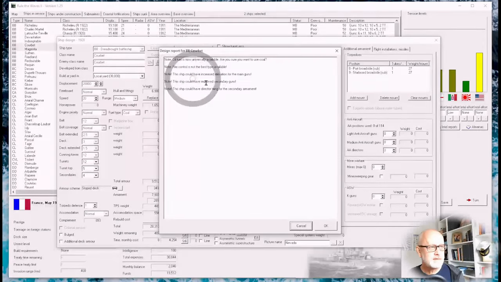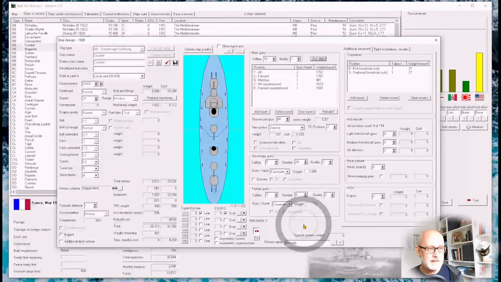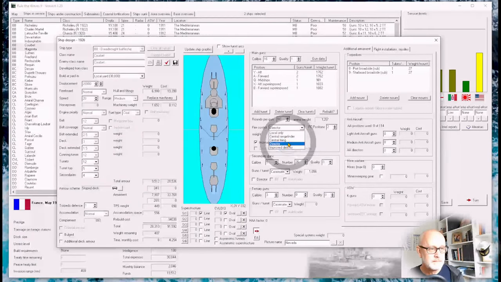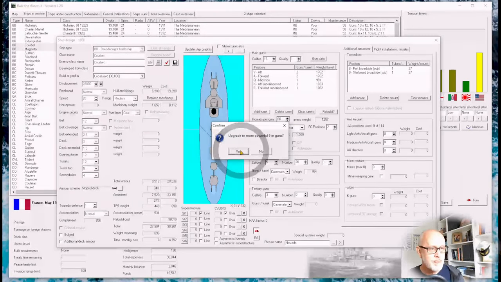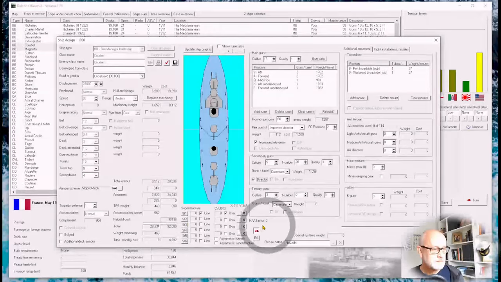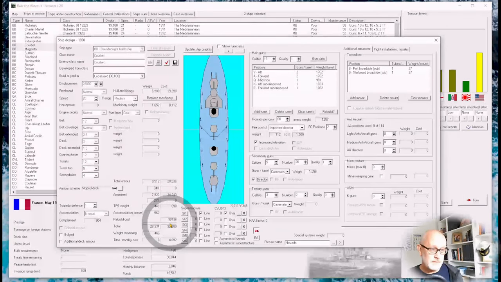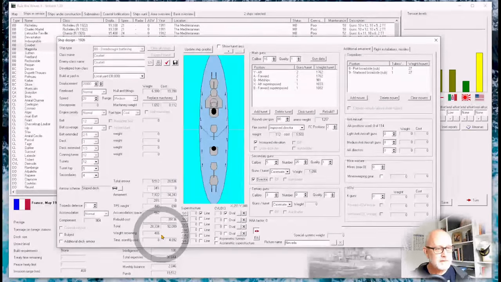Okay, if we check this, it's fine with the 16-inch guns. Fire control can be improved, elevation can be improved, I could have better secondary guns, and they could have a director, so let's chip in with those. Okay, that's increased it to 39. We've still got nearly 500 tons remaining.